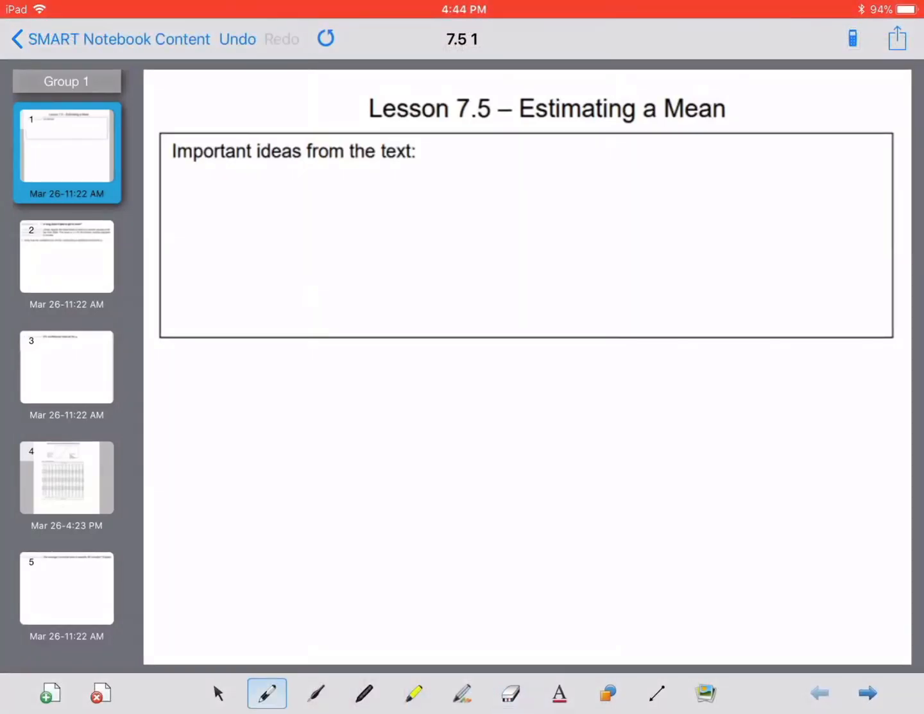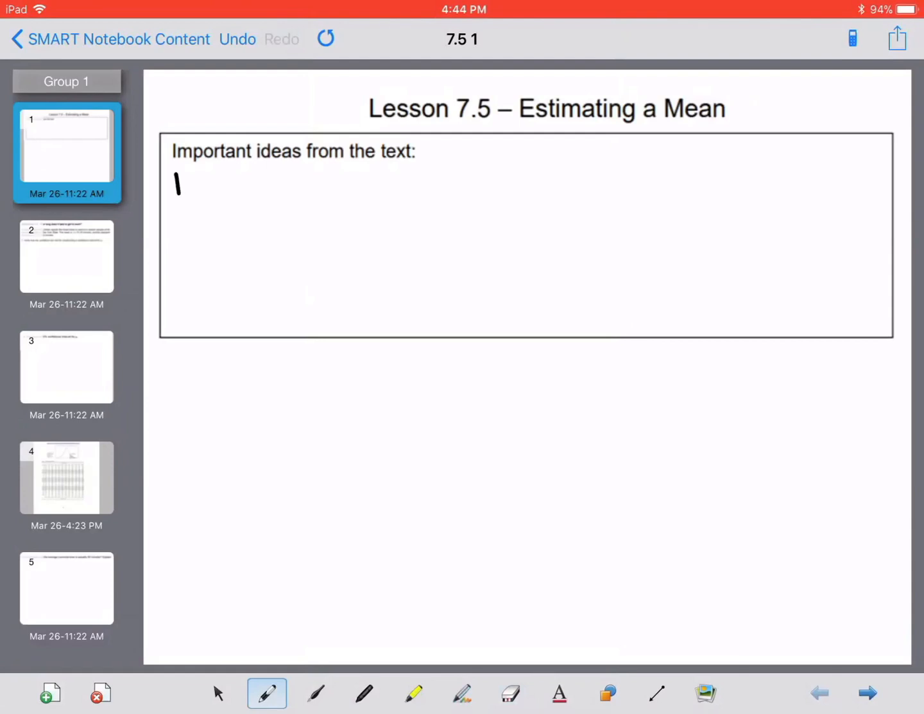Hey everybody, I was going to go over an example of a problem in lesson 7.5, estimating a mean. Before I do that, I'm going to actually go over some important ideas from the text.